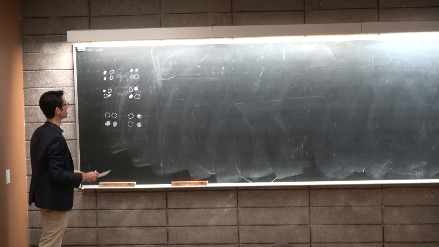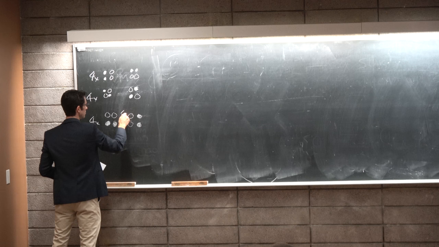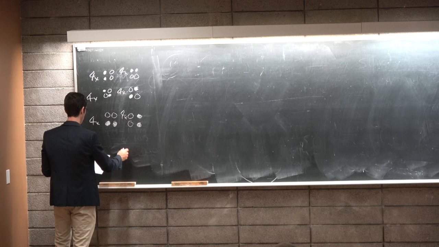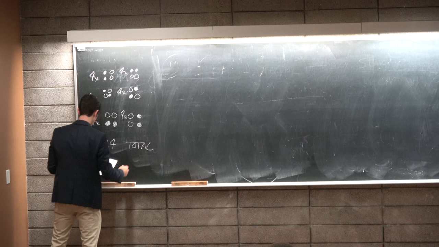state. So we have four times this, four times this, four times this, four times this, four times this, and four times this. But the six are really the only ones that matter. So we have 24 total, but only six distinguishable.